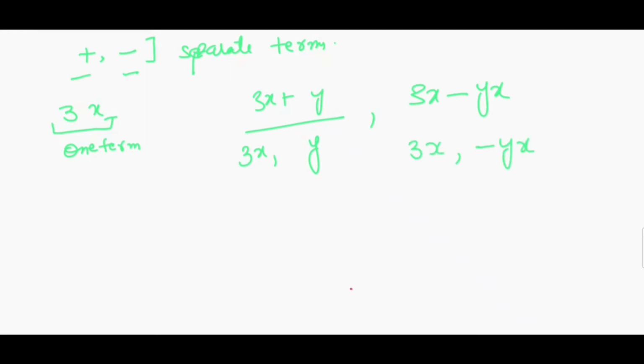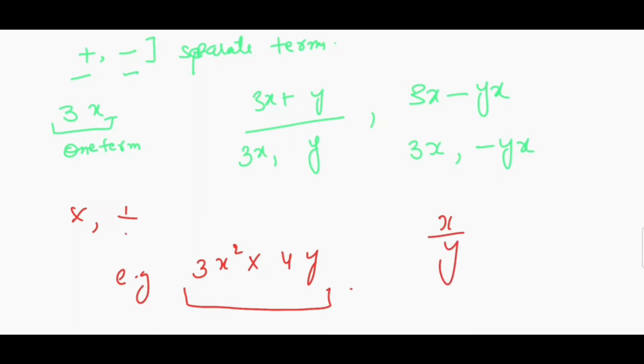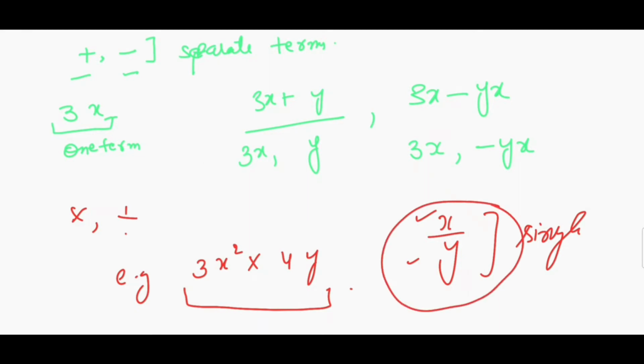One more thing which we have to note here is that the signs of multiplication and division do not separate the terms. For example, if I have 3x square multiplied by 4y, here 3x square and 4y are not different terms. This forms a single term. Similarly, x upon y is also a single term. They are not different terms, it is not that x is different and y is different. This forms a single term.